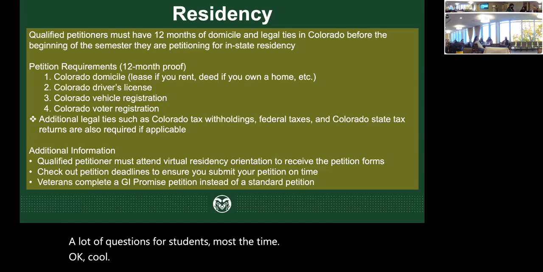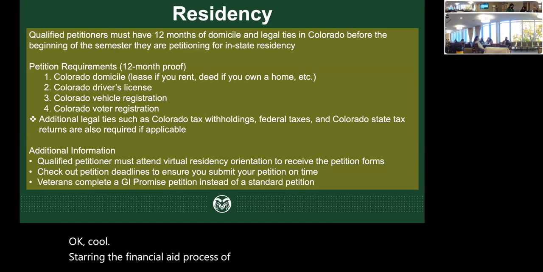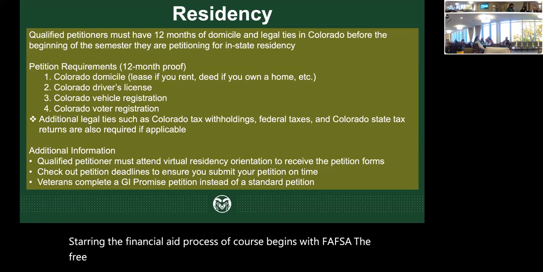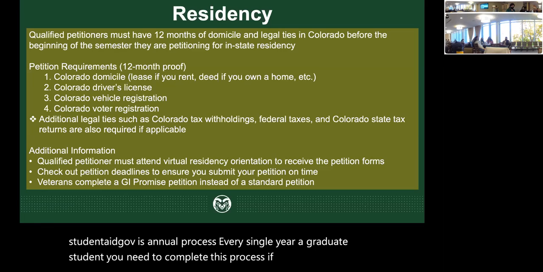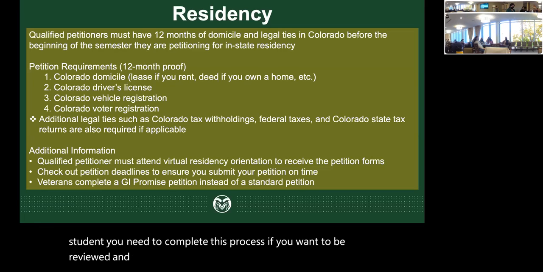Starting the financial aid process, of course, begins with the FAFSA, the Free Application for Federal Student Aid. Students apply through studentaid.gov. It's an annual process. Every single year you're a graduate student, you need to complete this process if you want to be reviewed and considered for grants and loans, as well as potentially work study.